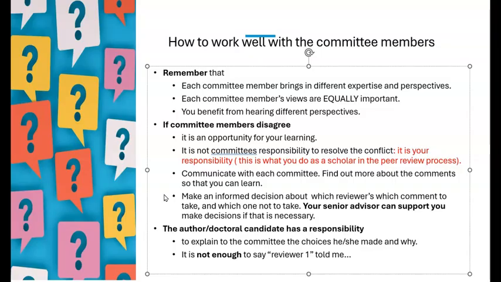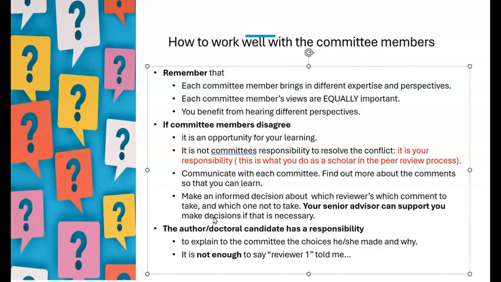Although you can ultimately decide to listen to one of the committee members' suggestions and not take in two other committee members' suggestions. In that case, you just need to explain why you made that choice, because ultimately what you do in your dissertation is your choice. But you have to respect all committee members and communicate professionally. I would say that you benefit actually from different perspectives from different committee members.